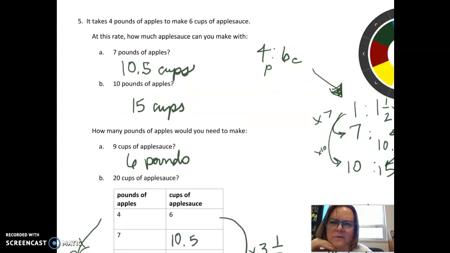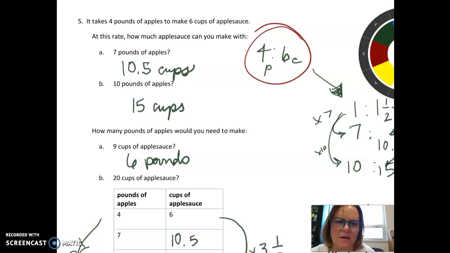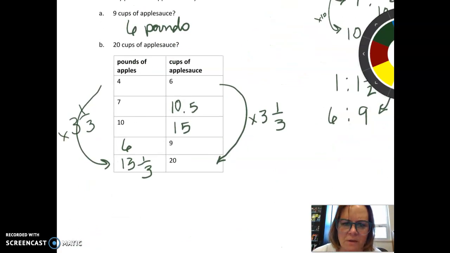All right, and the last one is all about applesauce. It takes 4 pounds of apples to make 6 cups of applesauce. So you can see that I wrote that ratio right here, 4 to 6. So at this rate, how much applesauce can you make with a variety of questions here?